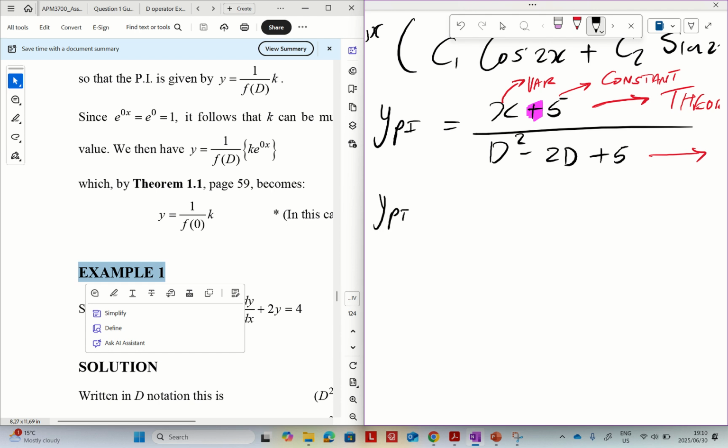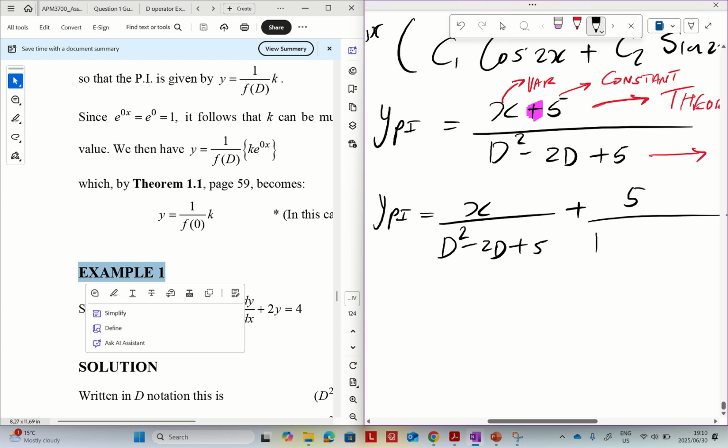So your YPI, you're going to split the two. That's why I highlighted there. You're going to have x divided by d squared minus 2d plus 5, and then you're also going to have plus 5 divided by... they use different methods or different theorems, plus 5. So you're going to split the two because they don't use the same theorem.